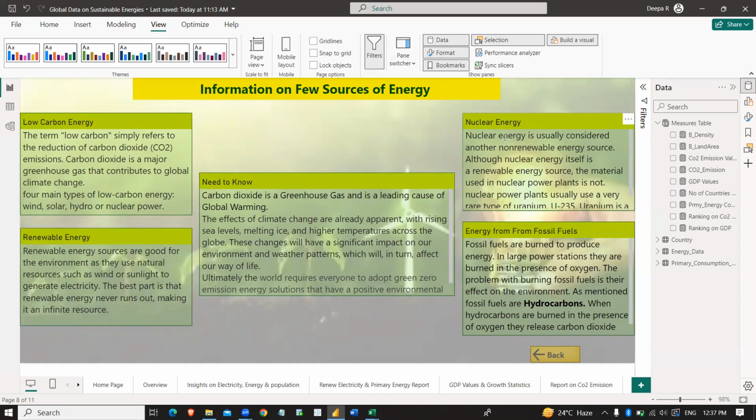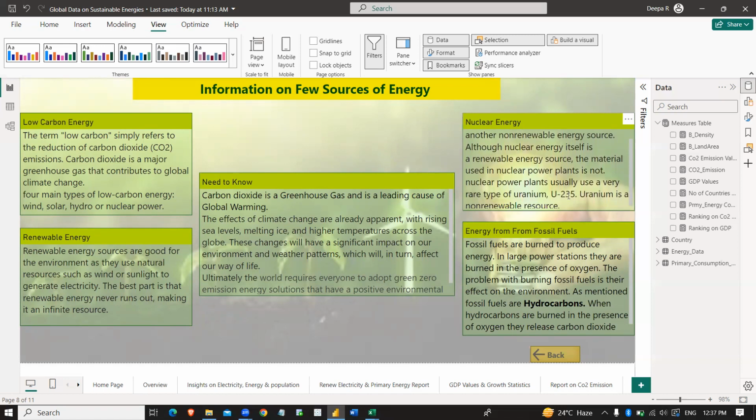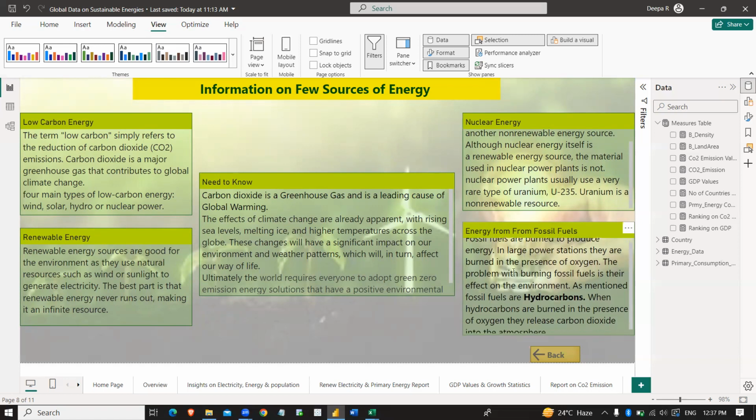What is this nuclear energy? Nuclear energy is usually considered another non-renewable energy source. Although nuclear energy itself is renewable, the material used in nuclear power plants is not. Why? Because uranium U-235 is used, which is a non-renewable resource. Okay, and then fossil fuels are burned to produce energy, in the presence of oxygen. The problem with burning fossil fuels is their effect on the environment.